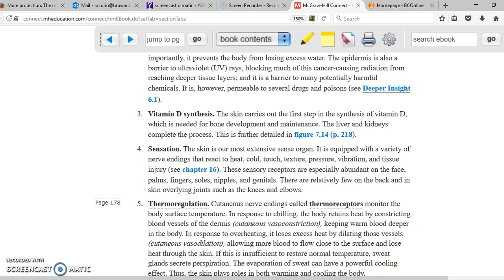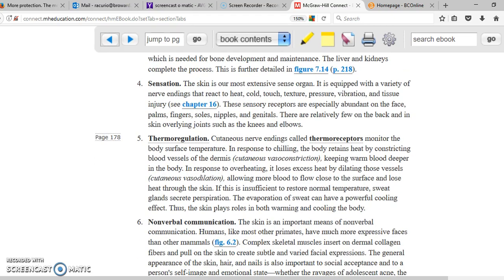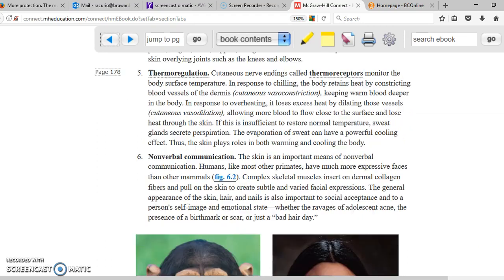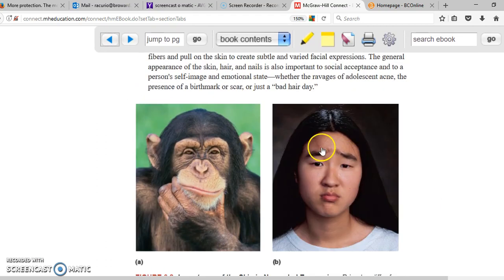Vitamin D synthesis, one of the steps necessary to produce vitamin D, happens in the skin. Sensation, again, we have receptors in the skin, and we said that, for example, we have receptors for temperature, for pain, right? Thermoregulation. Okay, it insulates our body so we don't lose our temperature. Right? Nonverbal communication, like for example, when we are sad, our faces change, or when we are happy, same thing. Right here, we have a sad face, so nonverbal communication.